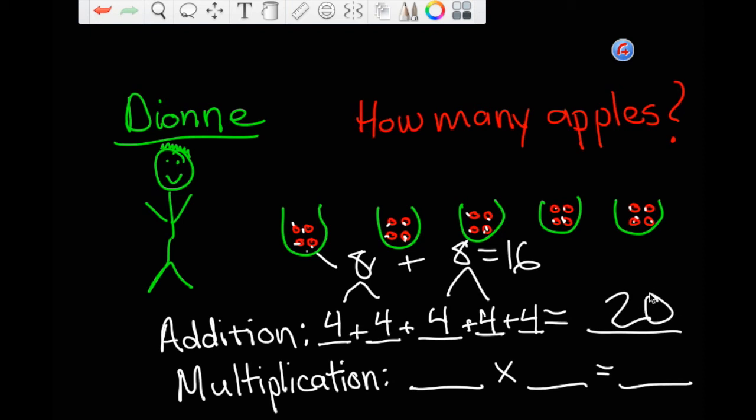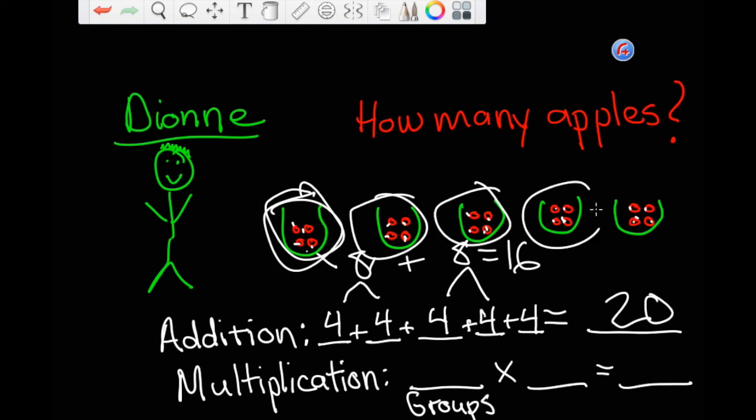So now the question is, how can I show this using multiplication? Well, I've got some number times some other number. Well, I know that each one of these is a group of 5. So this is the group. How many groups do I have? I have 1 group, 2 groups, 3 groups, 4 groups, 5 groups. Same way I have 1 4, 2 4s, 3 4s, 4 4s, and 5 4s.